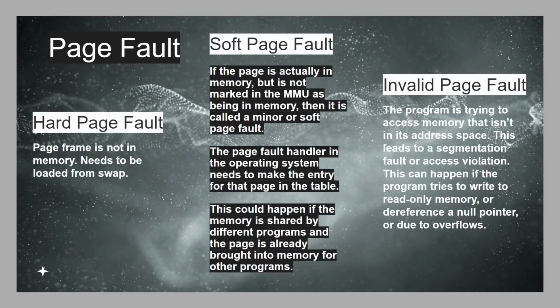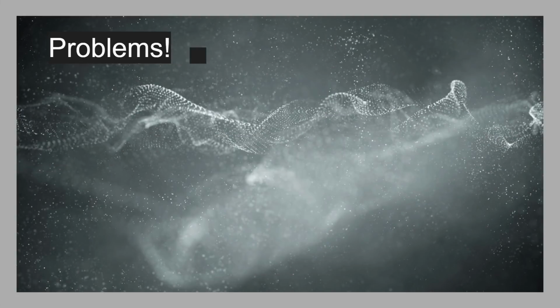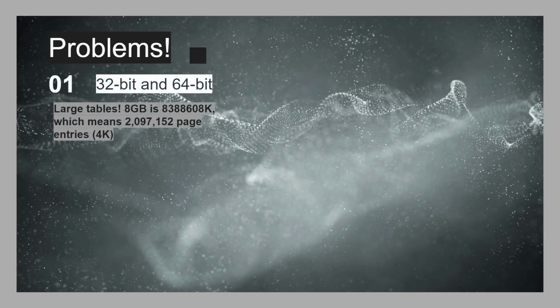Now, there are some problems with this little scheme that I've just described, because we were dealing there with 64K. And that's not a problem, but of course modern day computers, we're talking about 32 bits and 64 bits, 8 gigabytes is 8388608K, which means if you divide that into 4K entries, you need 2 million pages. So you need 2 million pages in your MMU. Well, that's an awful lot of space, and that's just for one process.